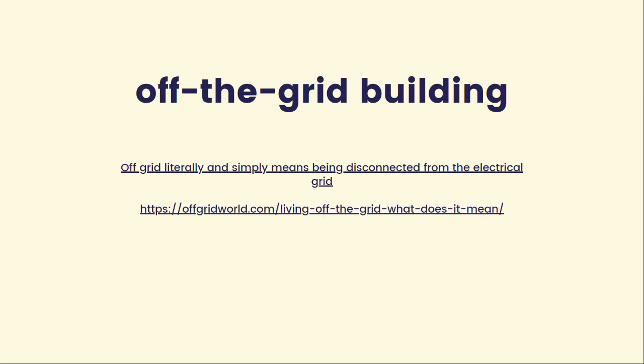And then off the grid building. Off the grid building literally means disconnected from the electrical grid. That is the short of it. Some people like to take it to another extreme and go off the grid completely in terms of everything supplied by the government, gas, water, the works. But the original off-the-grid building was literally just disconnected from the electrical grid. And if you click this link, it will take you to some examples of what off-the-grid actually means, and that will help you also with your activity.